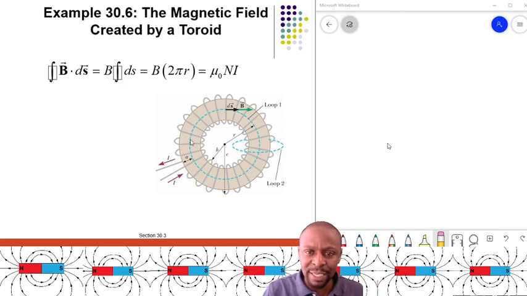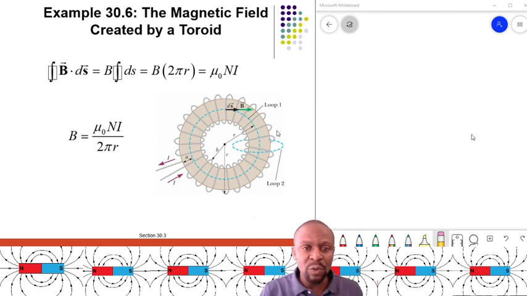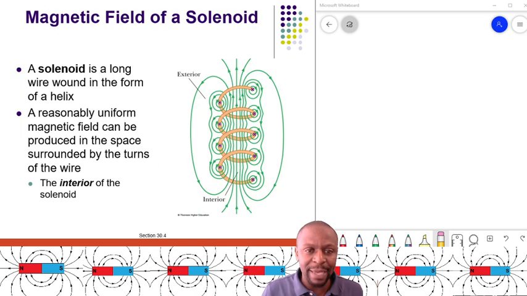This is just a circumference, so that is 2 pi r, and that equals mu naught times I, and we have to multiply by n, where n is the number of turns, because we have many turns in that case. It's not only a single loop. Therefore, when you rearrange the equation, the magnetic field is given by mu naught times n times I divided by 2 pi r.